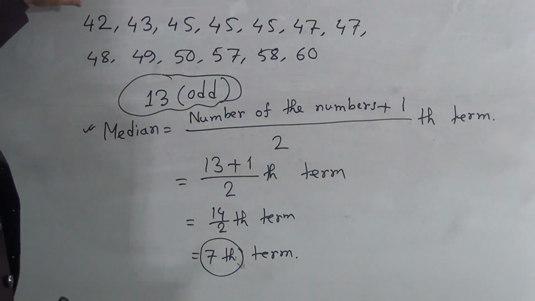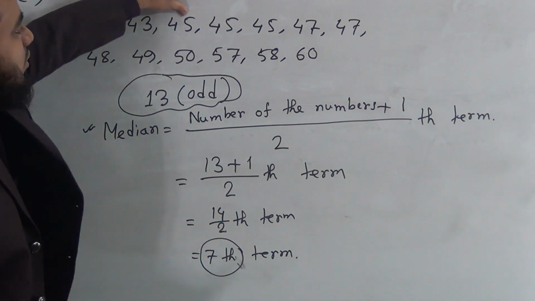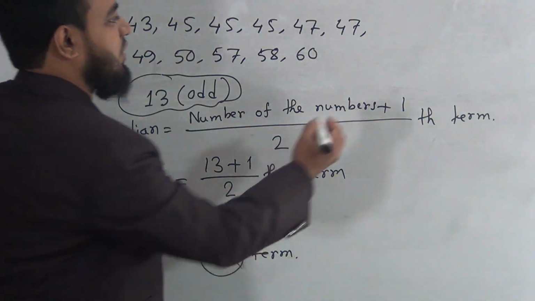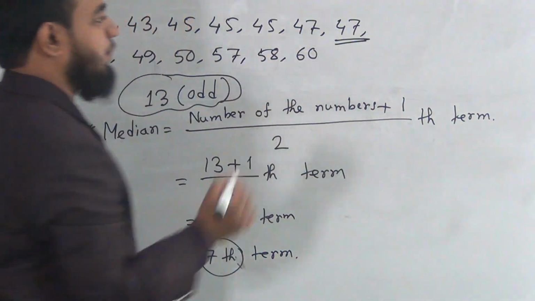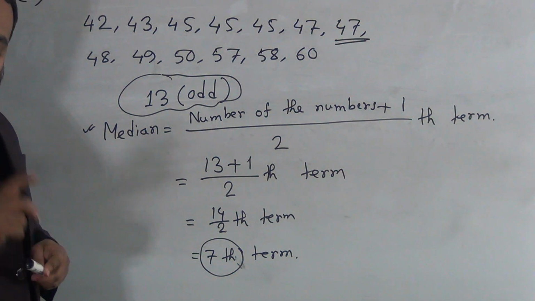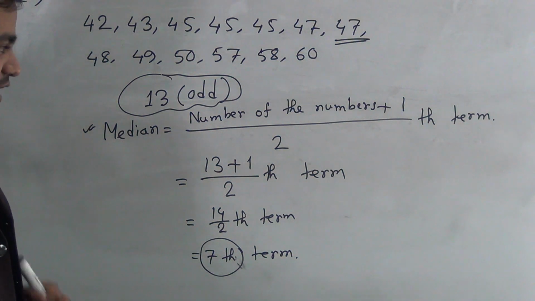So which is the 7th term here? When we arrange this data we will get the 7th term. First, second, third, fourth, fifth, sixth, 7th. The 7th term is which one? The 7th term is 47. That means 47 is our median. So 47 will be our median by calculating this one. Okay, I think you have understood.